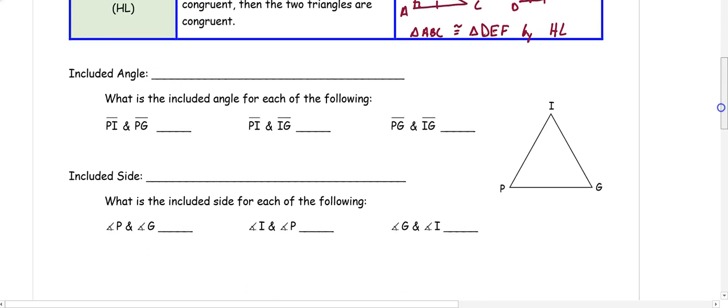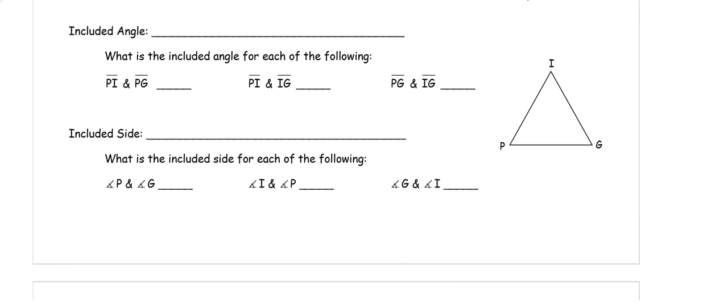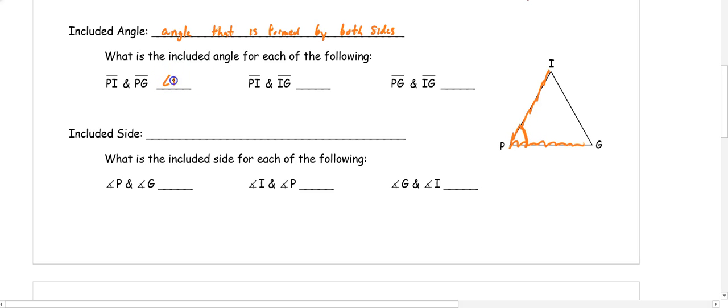So let's just review two important topics which come into play when we're trying to choose our method. An included angle, remember, is an angle that is formed by both sides. So if I have the sides PI and PG, my angle in between those would be angle P. If I have PI and IG, the angle inside is angle I. And if I have PG and IG, the angle formed by those would be angle G.